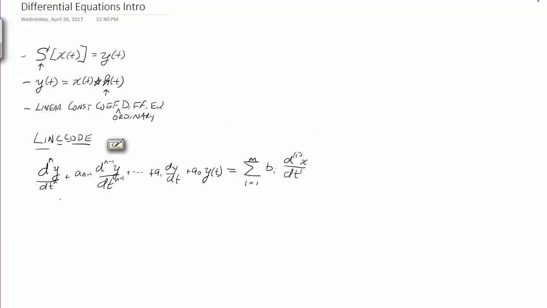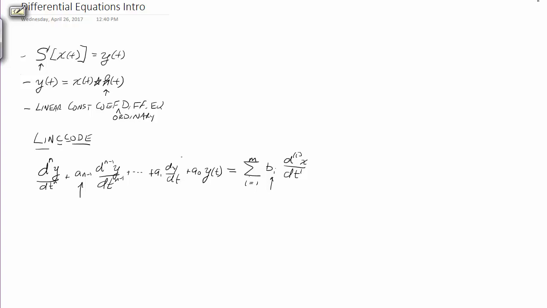It's linear because we are looking at derivatives of y and derivatives of x, and we're looking at linear combinations of those. We're not looking at dy/dt times y. That would be a nonlinear operation on the derivative and its functions. Constant coefficients just means that the a's and the b's do not change with x, they do not change with y, and they do not change with respect to time. And it's an ordinary differential equation because we've just got derivatives with respect to time. There's no multivariable going on here. There are no partial derivatives.